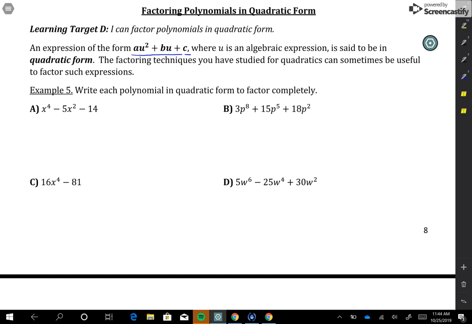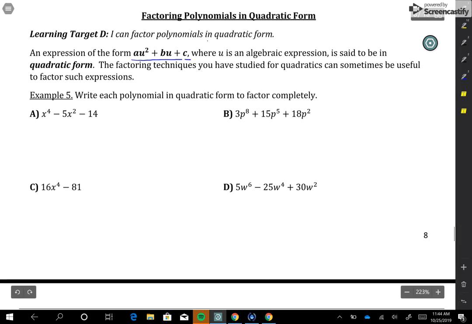Now, obviously, this looks like a quadratic to us, but what we need to understand is that this does not say ax squared plus bx plus c. The purpose of using the u is to take the place of maybe a term that has a higher degree or something to make it look like a quadratic so that we can use those factoring techniques.